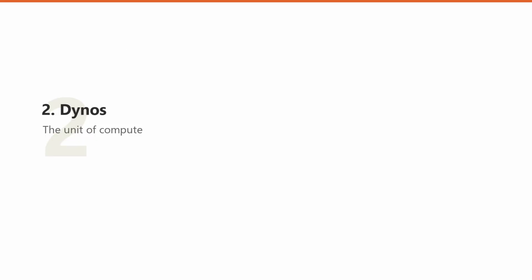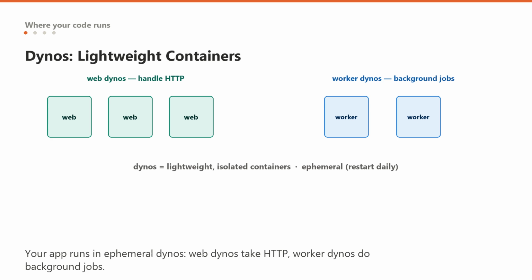Concept 2. Dynos. The unit of computing in Heroku is the dyno. A dyno is a lightweight, isolated container that runs a single command, your application. Your app runs inside one or more dynos. There are different types. Web dynos receive HTTP requests from the outside world. Worker dynos run background jobs, like sending emails or processing a queue, with no web traffic. To handle more load, you simply run more dynos of a given type.